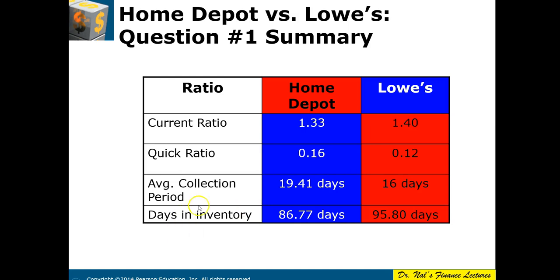All right, so far looking at the liquidity ratio component, we can compare the firms in terms of liquidity. Which one is doing better, which one is worse? In terms of current ratio, Lowe's is doing better. In terms of quick ratio, Home Depot is doing better. In terms of average collection period, Lowe's is doing better. But in terms of days in inventory, Home Depot is doing better. So in two of the liquidity ratio categories, Home Depot is doing better. In two of them, Lowe's is doing better.